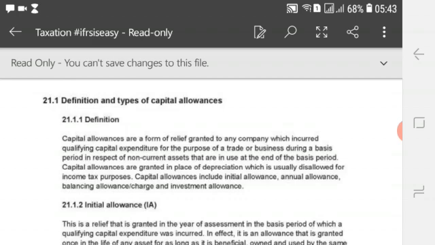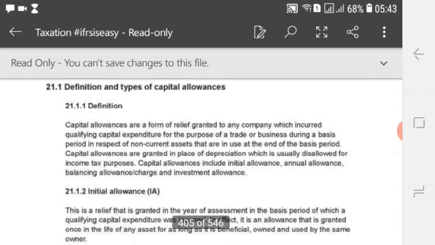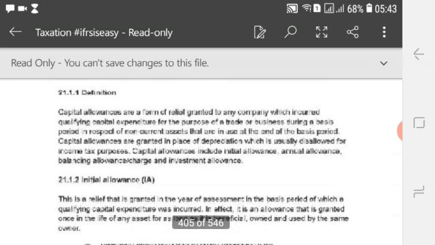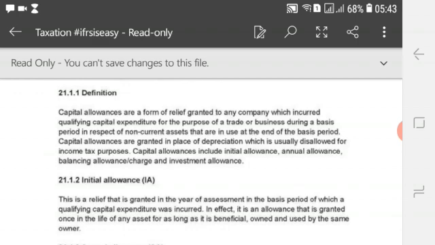If we were asked, what is capital allowance? Capital allowance is a form of relief granted to any company which incurred qualifying capital expenditure for the purpose of trade or business during a basis period, irrespective of non-current assets that are in use at the end of the basis period. What it simply means is this.